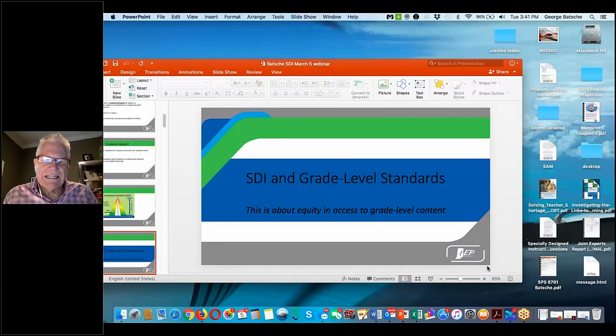Specially designed instruction and grade level standards. And that was one of the things that the question was about. How do you address a student's needs when that student is at a grade level that is far above their particular skill level? So the focus of aligning specially designed instruction with grade level standards is to ensure that our students with disabilities have equity and access to grade level content, and that we don't limit that access because of skill deficits that are typically used to gain that access.